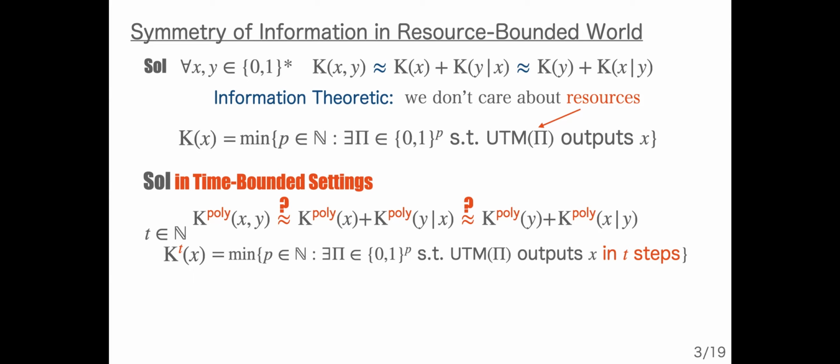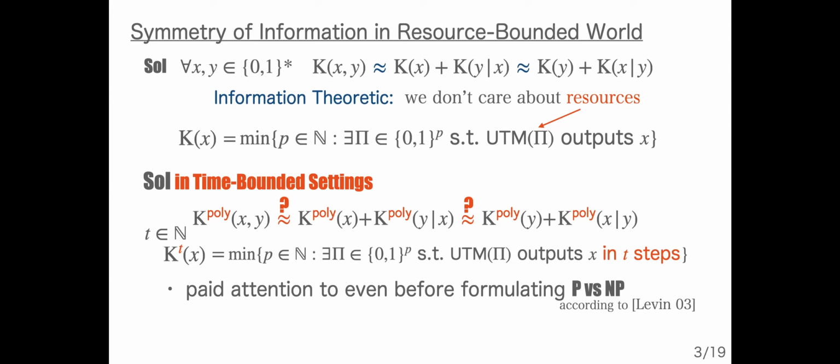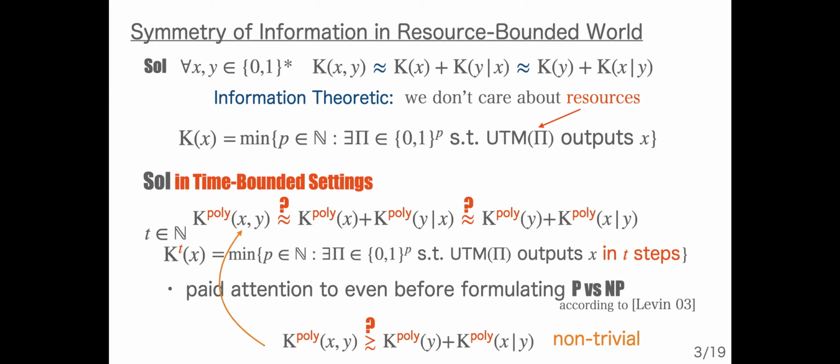This problem of symmetry in the time-bounded setting has a relatively long history, and actually it has been paid attention to even before formulating the P versus NP problem in this field. Particularly in these equations, the non-trivial one is this inequality. And it is not hard to verify that the opposite inequality trivially holds, and this non-trivial inequality implies the above one. So from now on, we focus on this non-trivial inequality. Now, the question is whether this symmetry holds in the time-bounded setting.